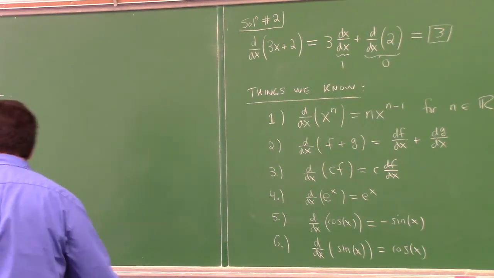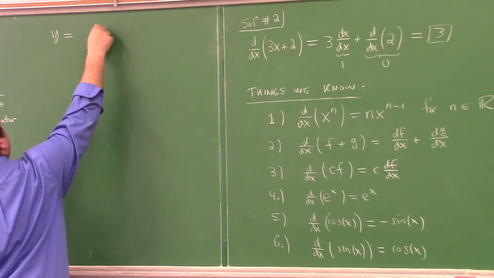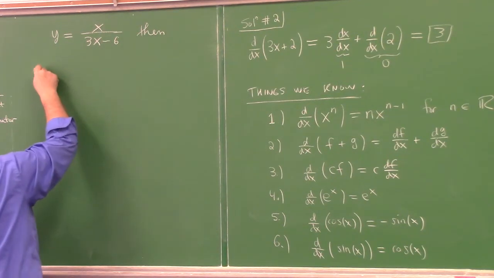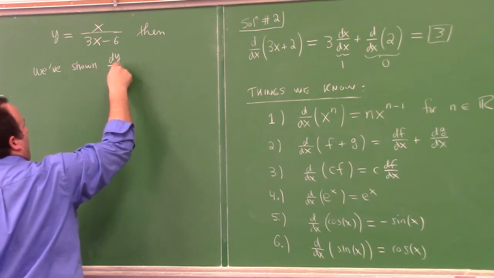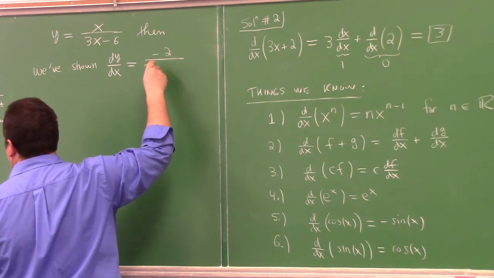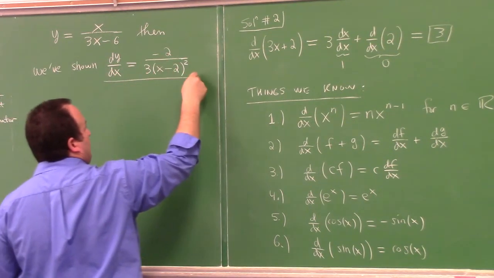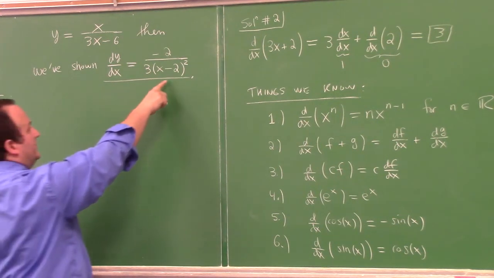All right, so if y equals x over 3x minus 6, then we have shown that dy dx is equal to minus 2 over 3 times x minus 2 squared. Here I'm changing the letter a to the letter x to denote where the derivative is taken. But if it's true for an arbitrary a, we can replace the a with x just the same, and that is also what's called the derivative function. This is the formula for the derivative function.